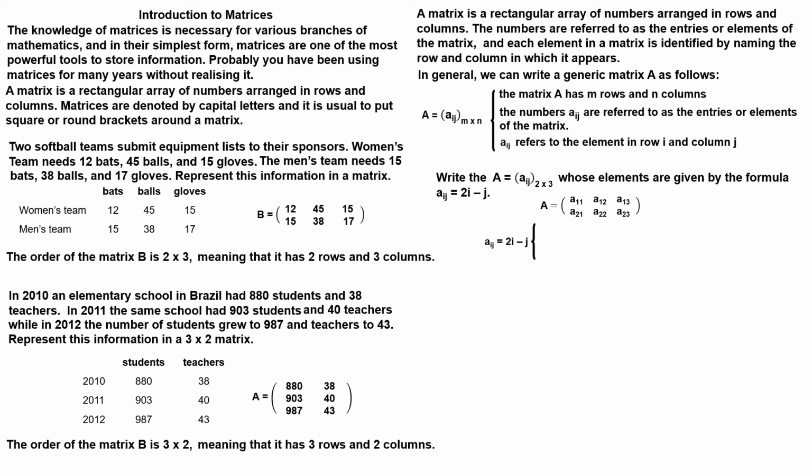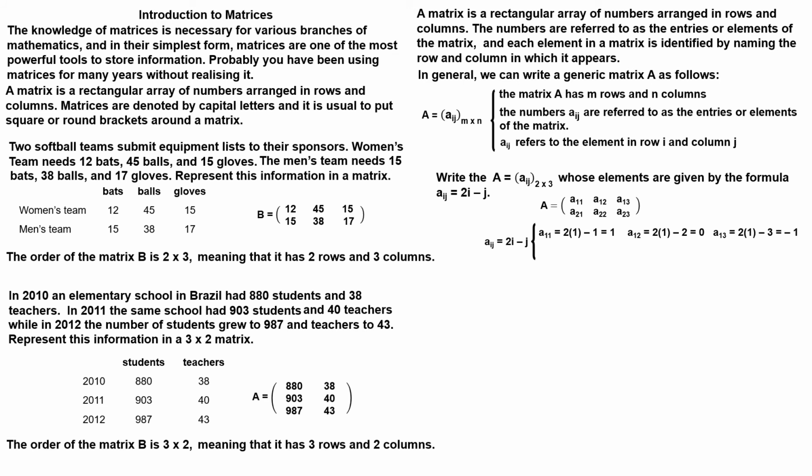To find the entry A11, we replace i with 1 and j with 1. A11 is in first row and first column. To find the entry A12, we replace i with 1 and j with 2. A12 is in first row and second column. To find the entry A13, we replace i with 1 and j with 3. A13 is in first row and third column.